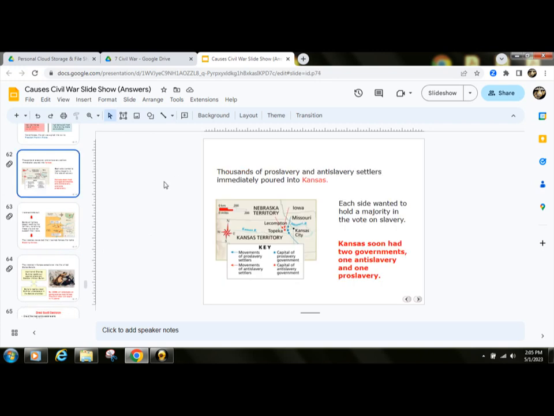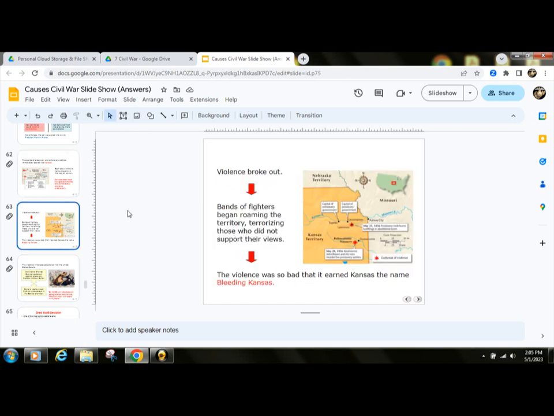Thousands of pro-slavery and anti-slavery settlers immediately poured into Kansas. Each side wanted to hold a majority in the vote on slavery. So Kansas soon had two governments, one anti-slavery and one pro-slavery, and you could see that on the map. So this is going to create a lot of violence and tension. Violence breaks out. Bands of fighters begin roaming the territory, terrorizing those who did not support their views. The violence was so bad that it earned Kansas the name Bleeding Kansas.